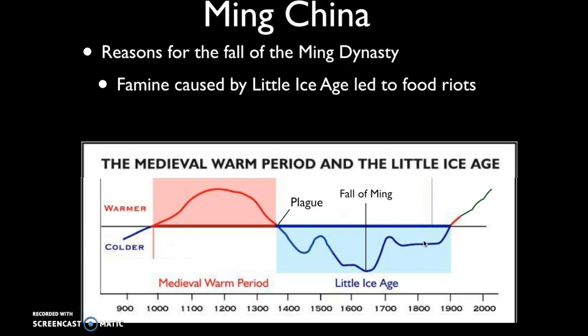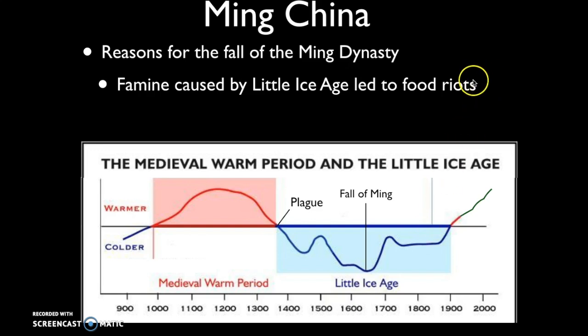So famine is going to be widespread as China's population is increasingly growing because of access to American foods. Their population is going to exceed their food resources. This is going to lead to famine, and ultimately to food riots, as lower class people who are hungry are going to see the Ming as having lost the mandate of heaven.